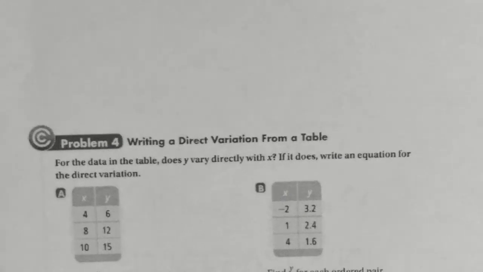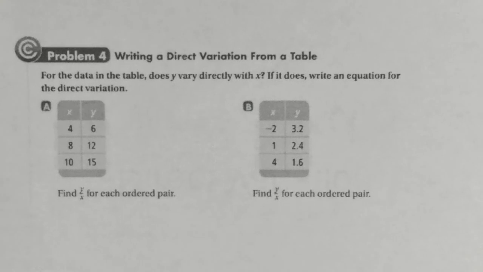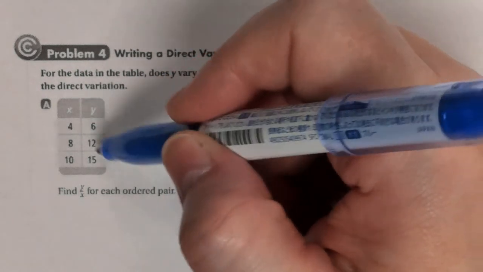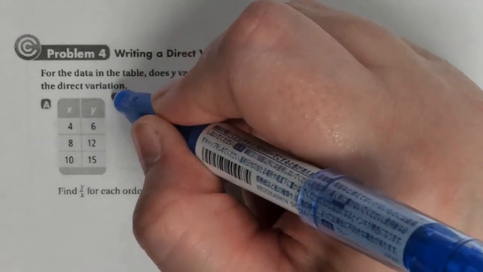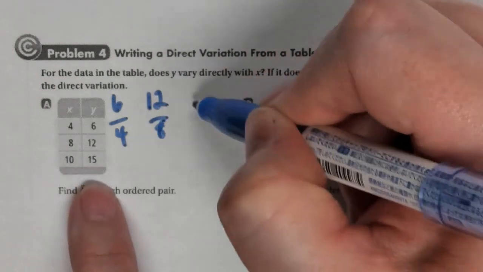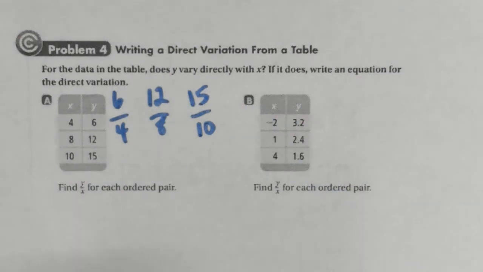Problem 4 says, for the data in the table, does y vary directly with x? If it does, write an equation for the direct variation. Remember, if it does, it's y over x equals k. Kind of like we did with the slope. When you have a table, you can just check. So here's the change in y and the change in x, that's how we would find slope, right? But here you have 6 over 4, because y over x. You also have 12 over 8, and you have 15 over 10. These should all be the same number if it's going to be direct variation.